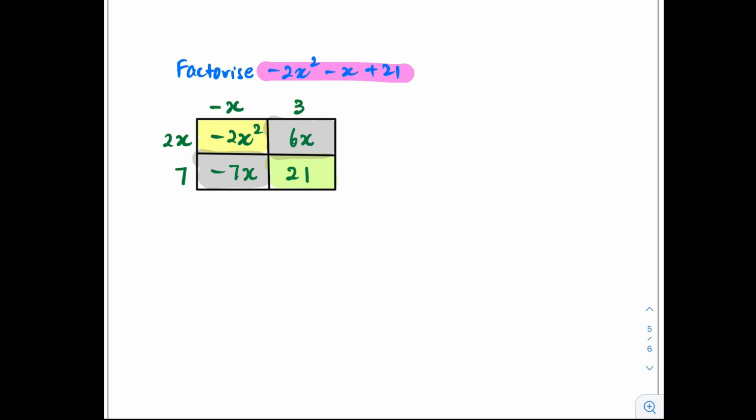So therefore, negative 2x squared minus x plus 21 is equal to negative x plus 3 multiplied by 2x plus 7.